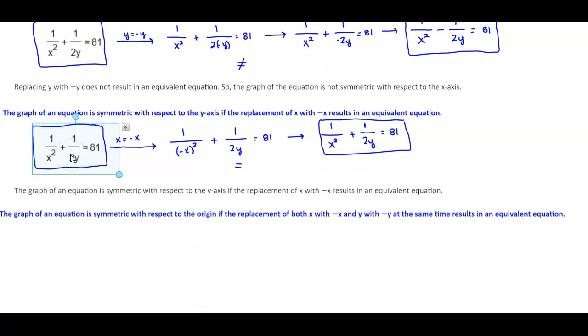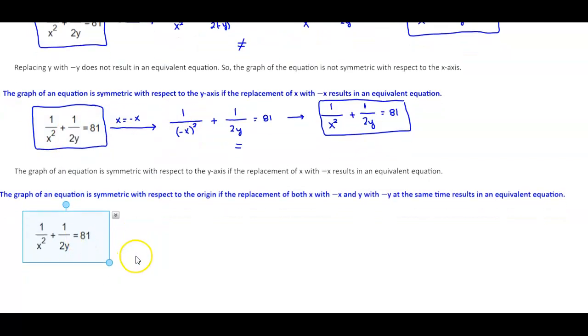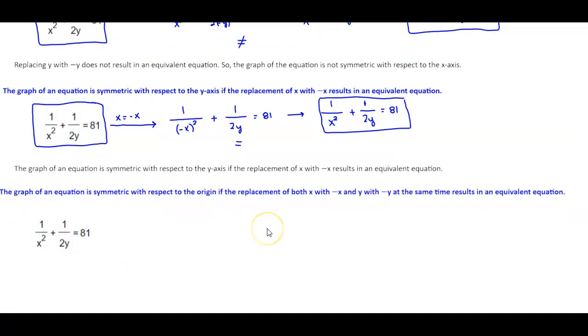Now, let's check what happens if we want to find whether or not it's symmetric with respect to the origin. In order to do that, we have to replace both x with negative x and y with negative y to see if we form an equivalent equation. So x is going to equal negative x and y is going to equal negative y. Plugging that in, we have 1 over negative x squared plus 1 over 2 times negative y, and that's equal to 81.